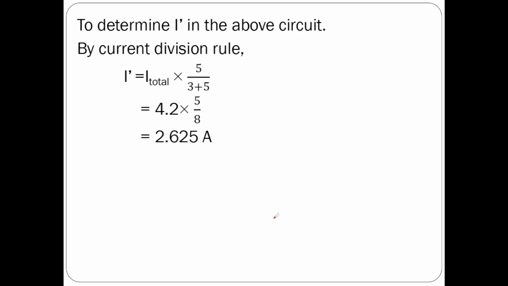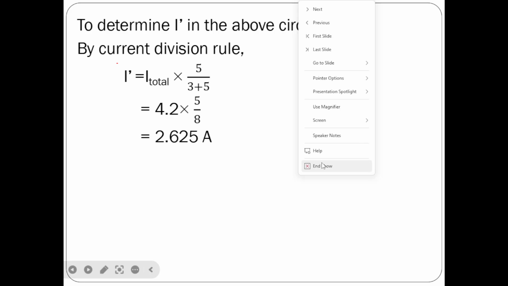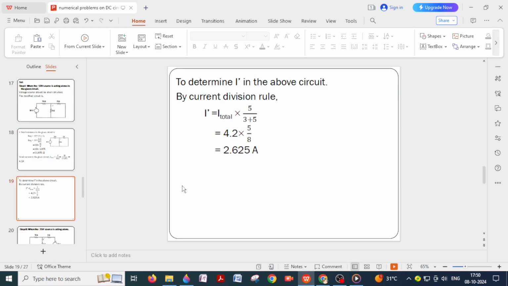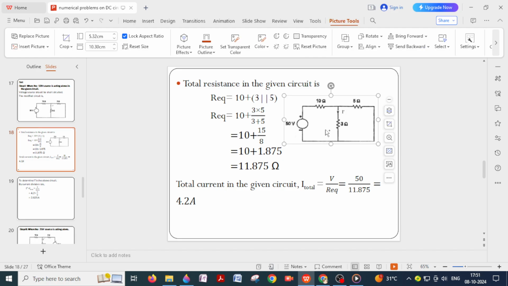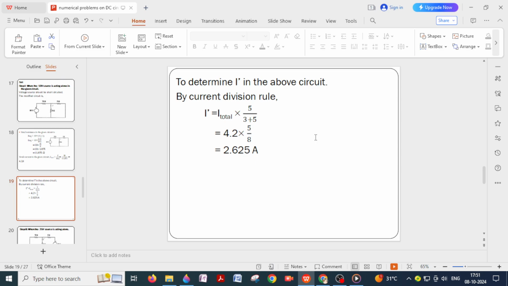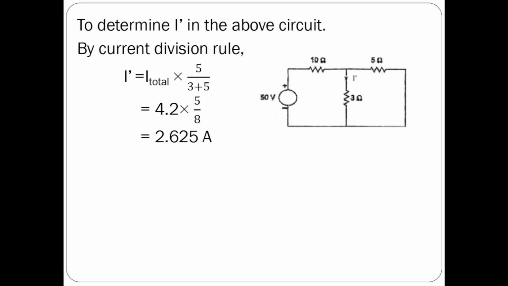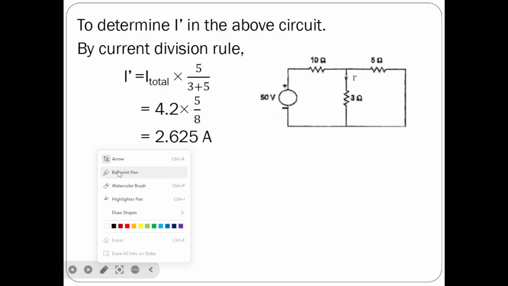Okay. Now let us determine the current in the 3 ohm resistor, that is I dash. I dash is equal to what? Total current into opposite resistance by self resistance. This is my I dash.